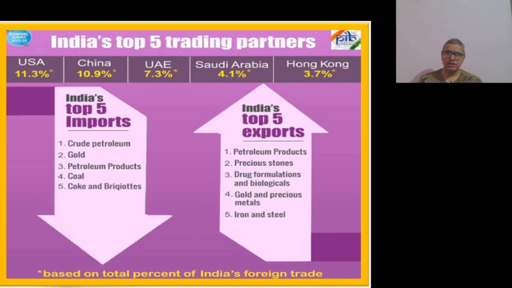Okay, now on the other side, if we see, India exports refined petroleum products to other countries. Drugs and pharmaceuticals, that is medicines. India is one of the largest medicine suppliers, medicine exporters in the world. Gold and precious metals in the form of jewelry, iron and steel, etc.